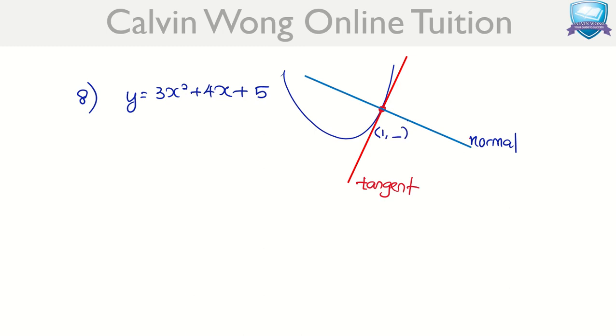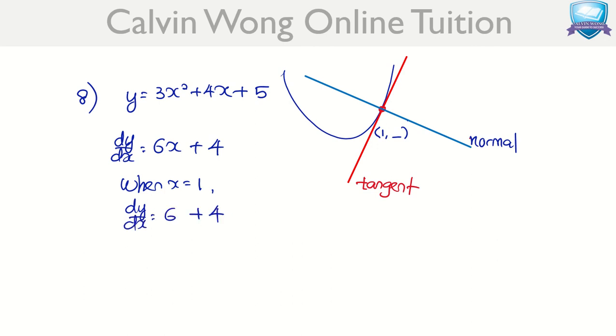Alright, how to do that? Same thing, dy/dx, again, it is 6x plus 4. When x equals 1, dy/dx equals 6 times 1 plus 4, that will give you 10. The gradient of the tangent is 10. Okay, next.